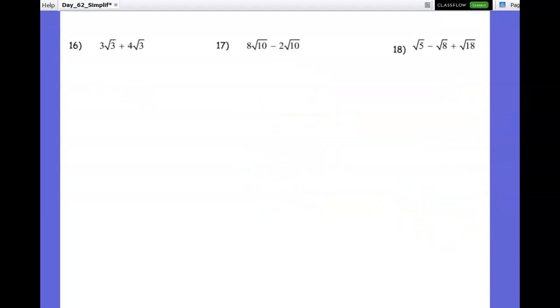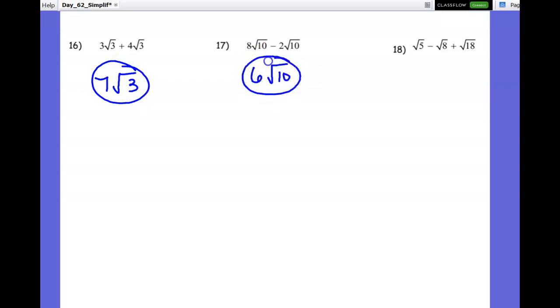You might want to pause here and try it from here on your own and then come back, but I'll go ahead. So now we've got like radicands, so 3 plus 4 is 7, so 7 radical 3. 8 minus 2 is 6, so we end up with 6 radical 10.